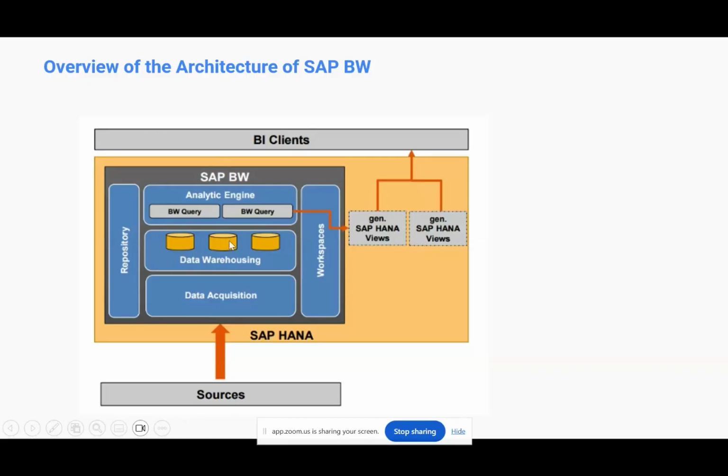Then you process and move that data, or copy it, from data acquisition to the data warehousing layer, and while copying it from here to here, you apply your business rules. That layer is called the data warehousing layer.